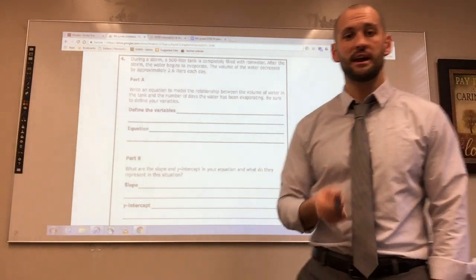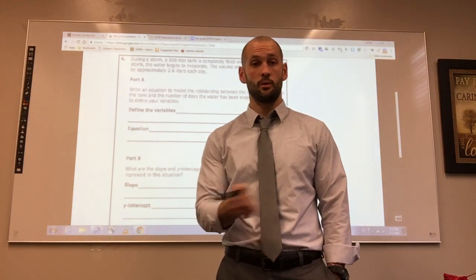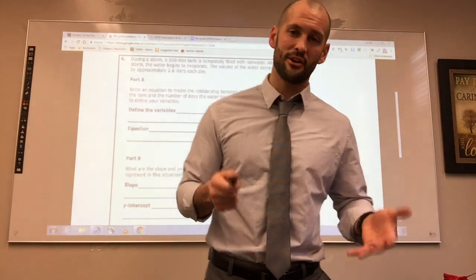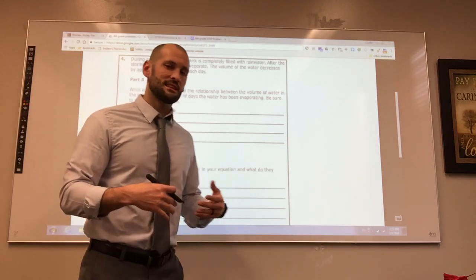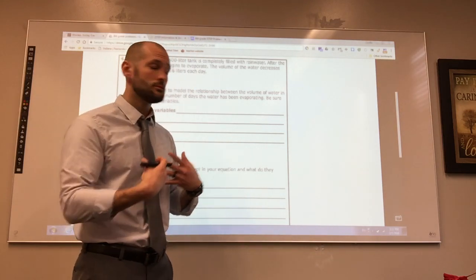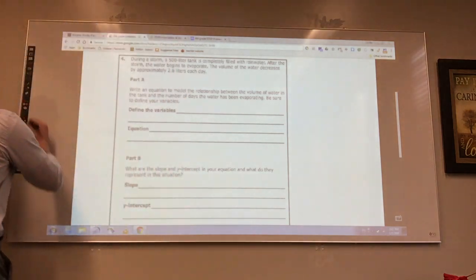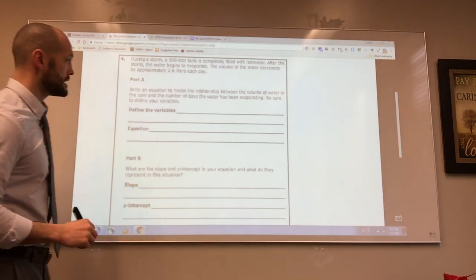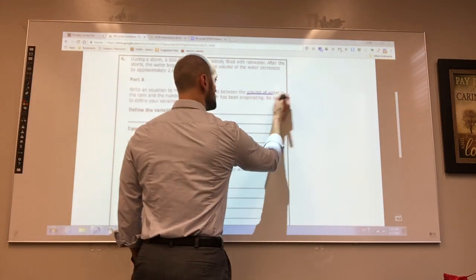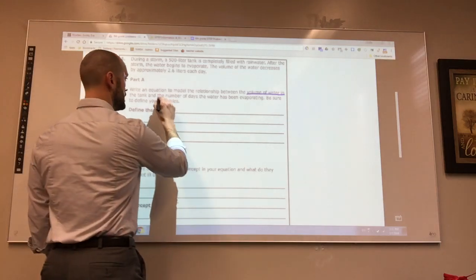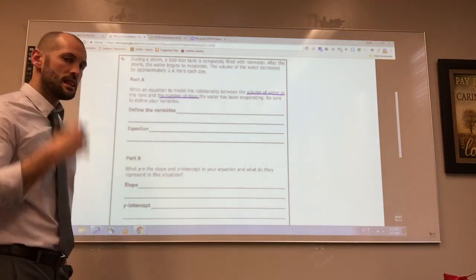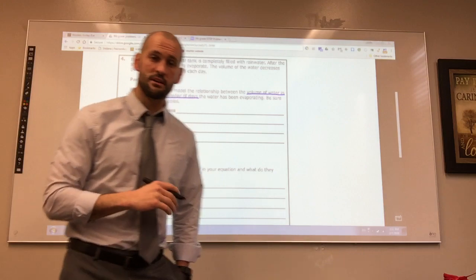All right, defining our variables means more than just giving it a letter and a word. Remember, we've been working on that. Let's get very specific. Variables represent things we want to know but don't. So let's look at part A. What do we want to know? We want to know a relationship between the volume of water and the number of days. That's a dead ringer for, hey, there's my variables.